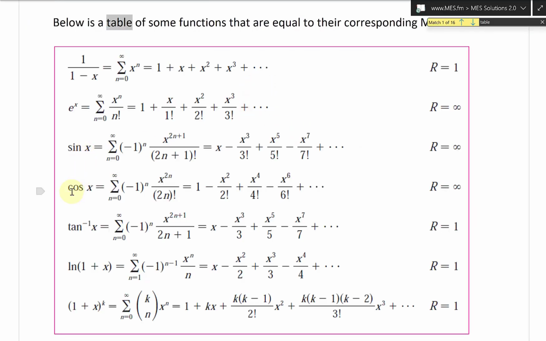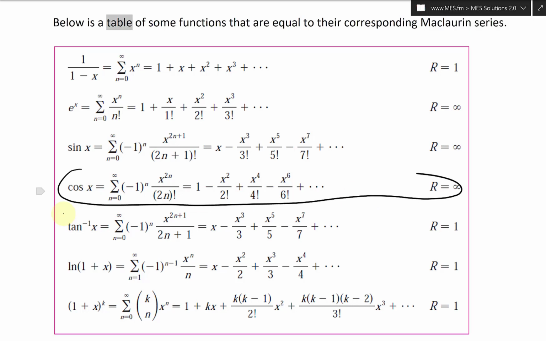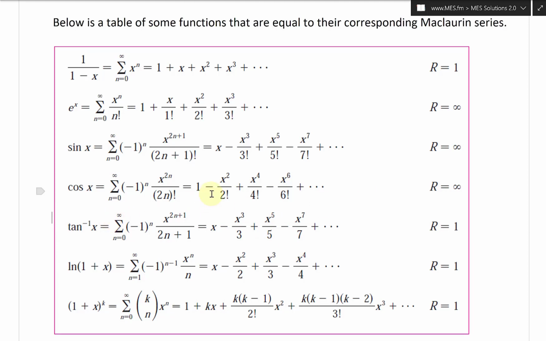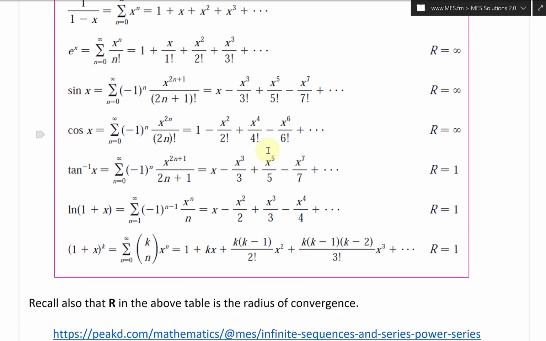Now here I just quickly teleported to our table above. So here's our cosine x right here. And the radius of convergence is infinity. So R is infinity, and it converges for all values of x. So we have here cosine x equals 1 minus x squared divided by 2 factorial plus x to the 4 divided by 4 factorial minus x to the 6 divided by 6 factorial, and then plus x to the 8 divided by 8 factorial, and so on.